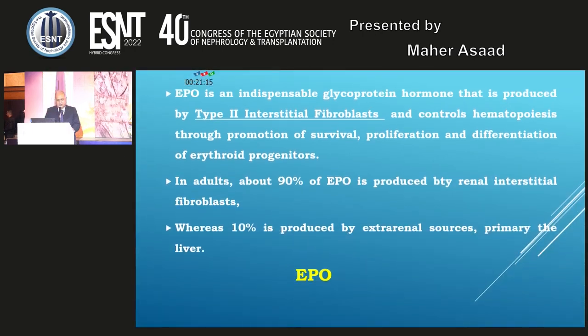Erythropoietin is an indispensable glycoprotein hormone that is produced by type 2 interstitial fibroblasts and controls hematopoiesis through promotion of survival, proliferation, and differentiation of erythroid progenitors. In adults, about 90% of EPO is produced by renal interstitial fibroblasts, whereas 10% is produced by extrarenal sources, primarily the liver.